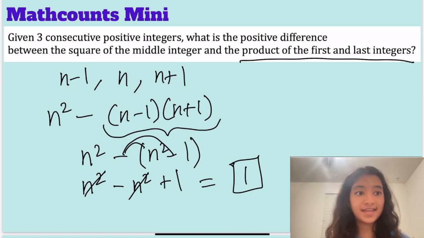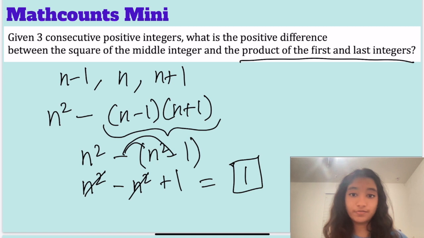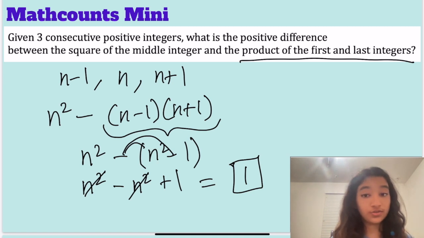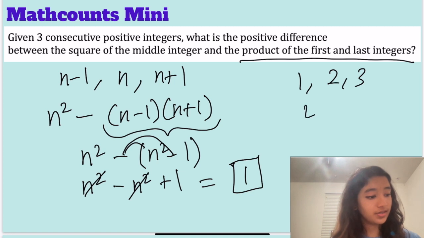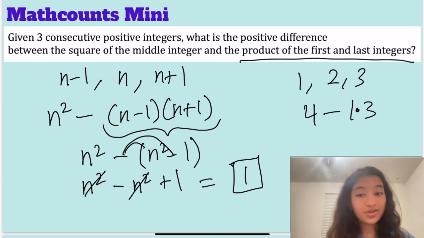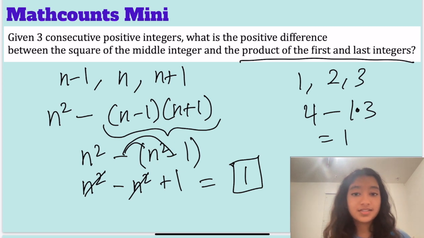problem, and they're not telling us that it has to be a specific set of three consecutive positive integers. So we can just choose our own. So making sure that we choose positive integers, we can say that our three consecutive numbers are 1, 2, and 3. So if we're finding the difference between the square of the middle number, well, the middle number is 2, so 2 squared is 4, and we're subtracting the product of the first and the last. So the first is 1, and then the last is 3. So 1 times 3 is 3, and then 4 minus 3 is 1. So that's a simpler way to do it.